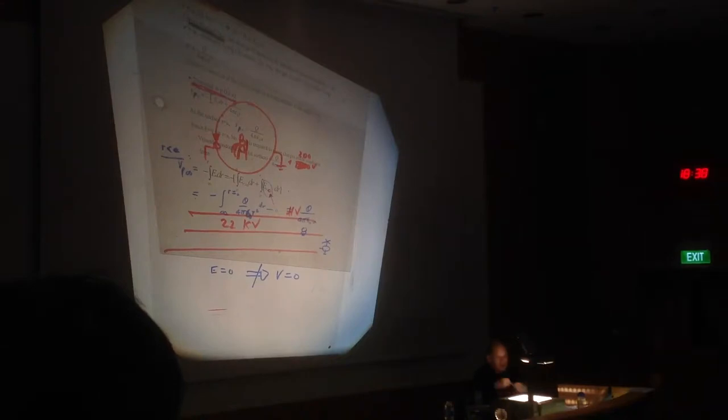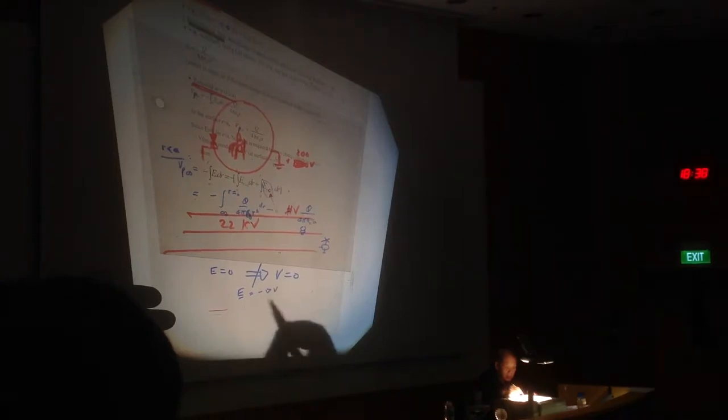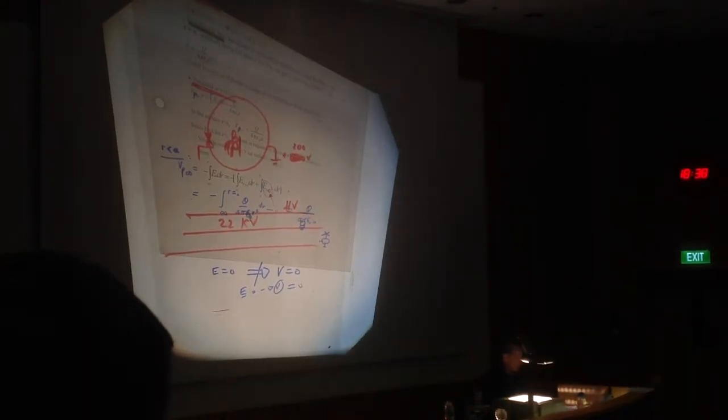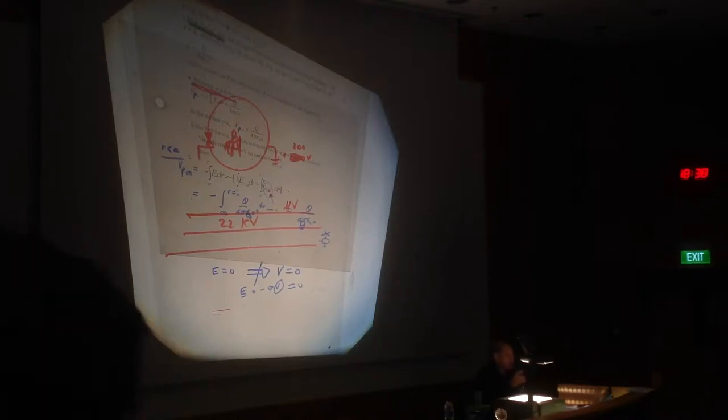It's constant. You can see, E equals minus grad V. So to get zero, V can either be zero or a constant. So you have to be careful. You cannot make those very blind conclusions that because the field is zero, the potential is zero. No. It can be zero or it can be a constant. The differential of a constant is zero. Okay?